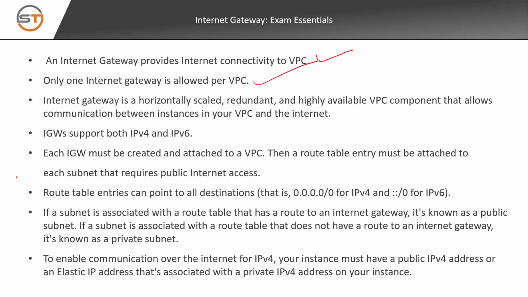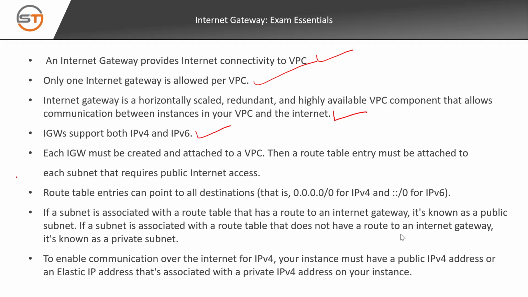And the third is internet gateway is a horizontally scaled, redundant and highly available VPC component that allows communication between instances in your VPC and the internet. Again, the internet gateway is horizontally scaled, redundant, and highly available. So you don't need to worry about scaling and availability of the internet gateway. It is managed by AWS.